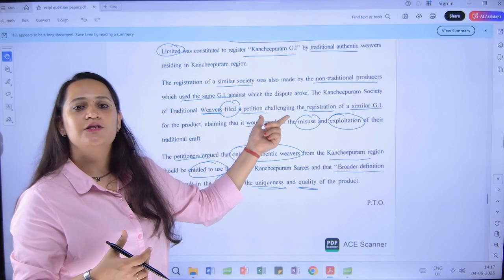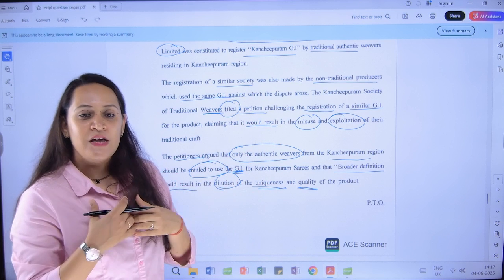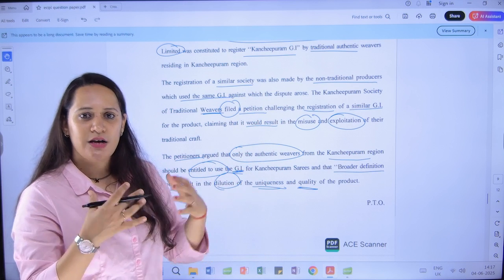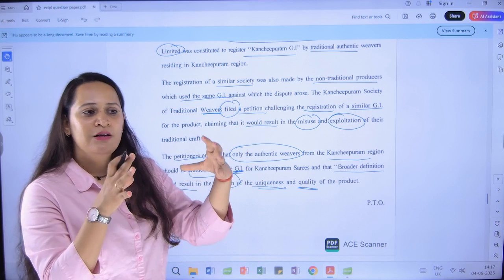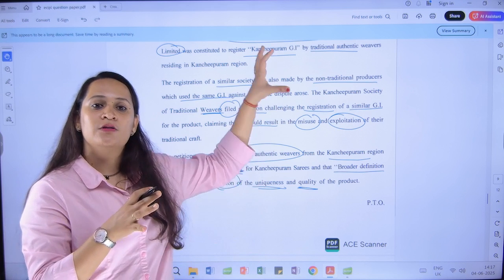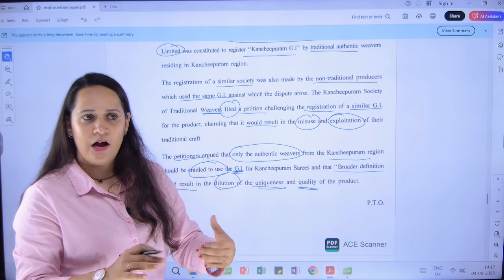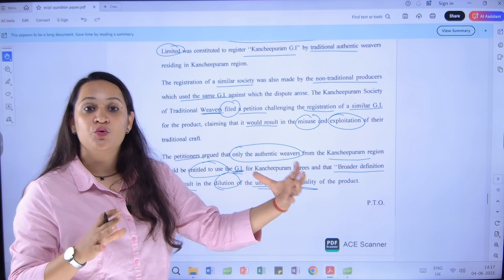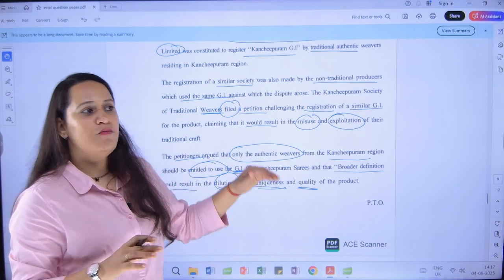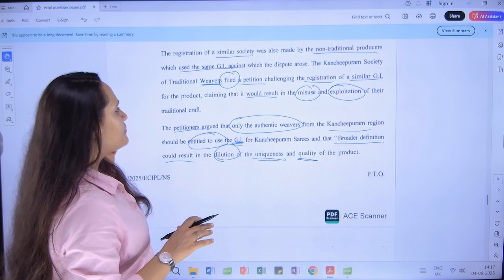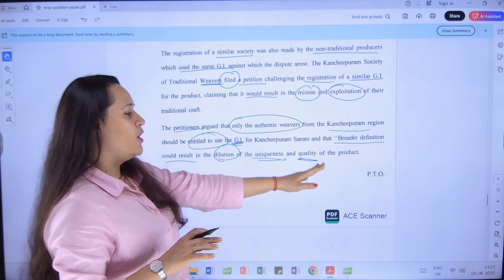That has been challenged by this cooperative society, saying that we are the ones who have started this, it is a unique product, and only the people belonging to this cooperative society should be permitted to use the GI and nobody else should be allowed. So the expansion of the ambit for use of GI should not be given. We want to maintain the uniqueness and quality of the product.